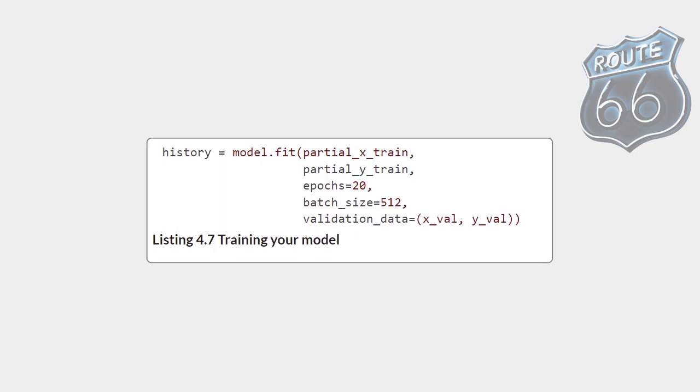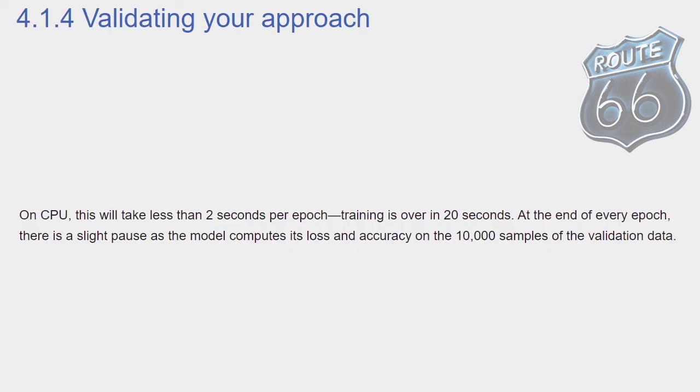We'll now train the model for 20 epochs, 20 iterations over all samples in the training data, in mini batches of 512 samples. At the same time, we'll monitor loss and accuracy on the 10,000 samples that we set apart. We do so by passing the validation data as the validation_data argument. On CPU, this will take less than 2 seconds per epoch. Training is over in 20 seconds.